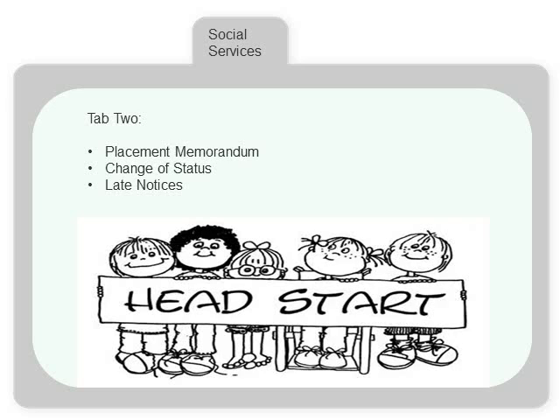Tab 2 is the Social Services Information tab. For our program needs, staff should place late notices, change of status, and the placement memorandum in this area. Documentation for this area is supplied by both the Family Services and the Education Department.